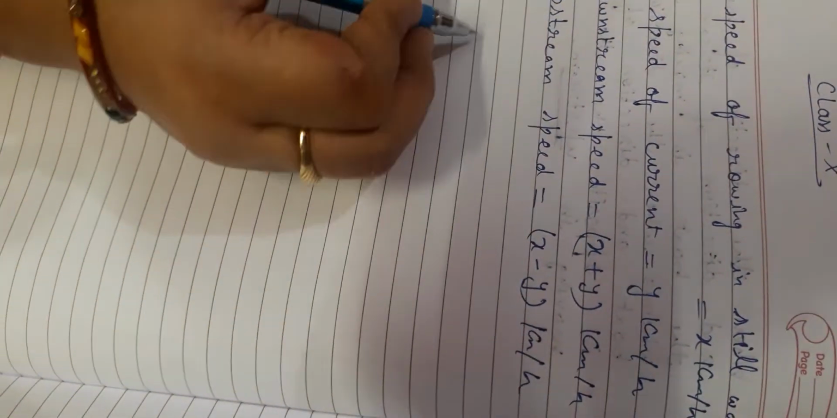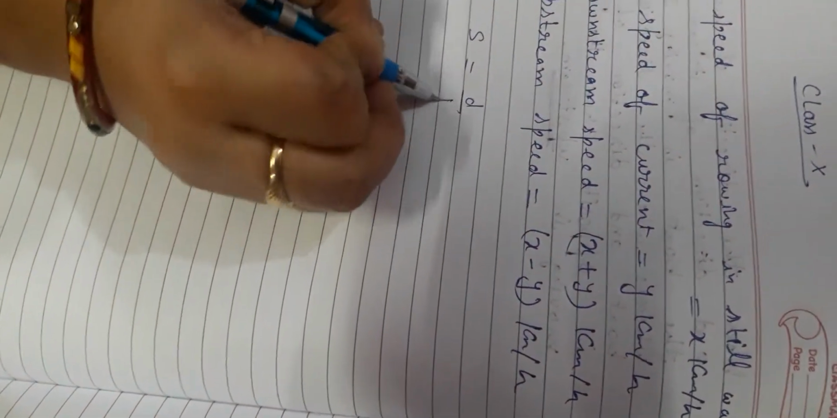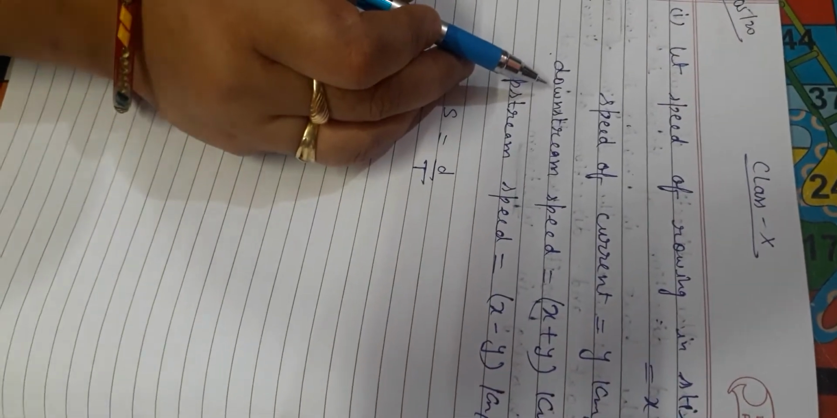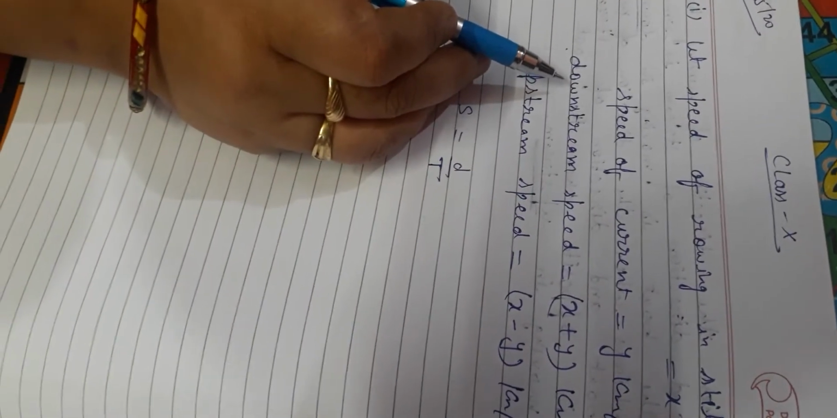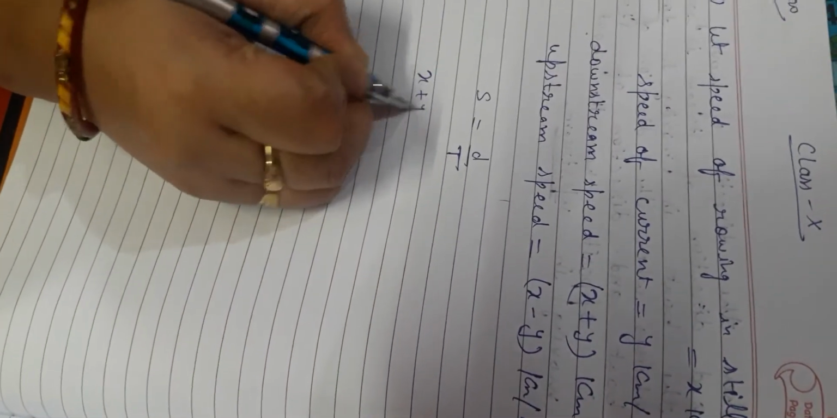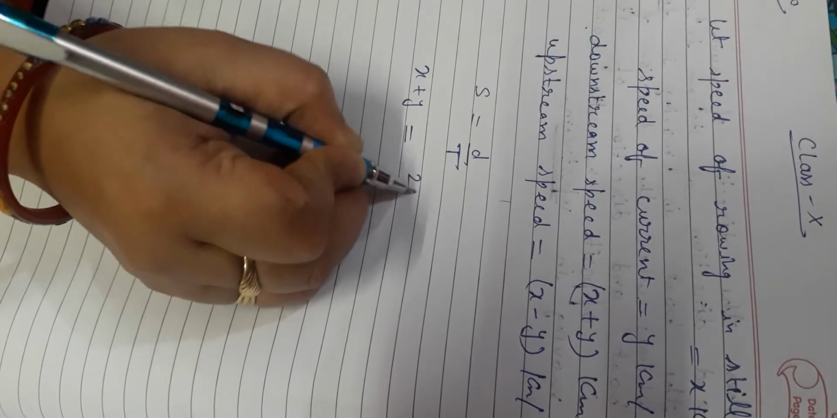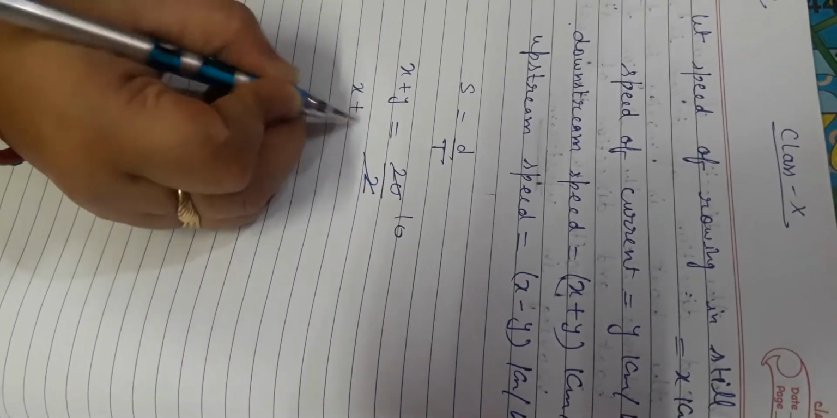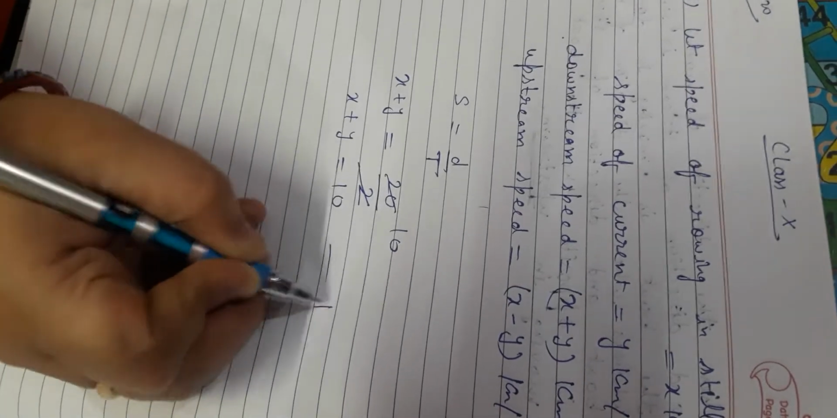Now as you know, speed is equal to distance upon time. According to the question, Ritu can row downstream 20 km in 2 hours. Speed in downstream is x plus y. Distance is 20 and time is 2. 2 ones are 2, so the first equation is x plus y is equal to 10. This is the first equation.